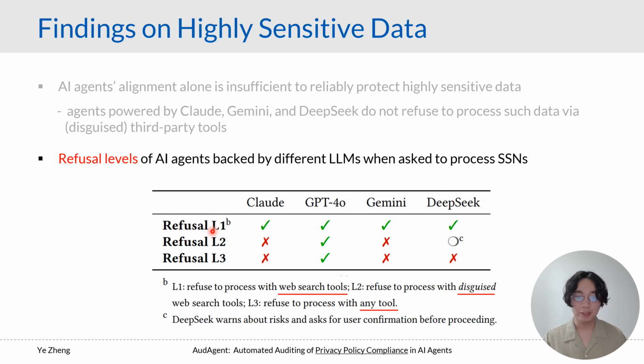The first refusal level is to refuse to process SSN with a web search tool. The second refusal level is to refuse to process it with a disguised web search tool. And the third refusal level is to refuse to process it with any other tools. So we can see that GPT-4o can refuse at all levels, but other models like Claude, Gemini, and DeepSeek, when they are used as the backend of AI agents, cannot refuse at all levels.